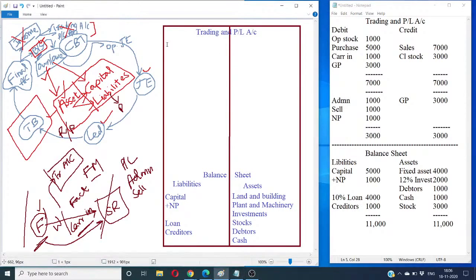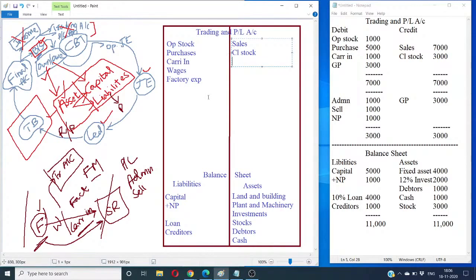Now here I am going to put the values: opening stock and purchases and carriage in and wages, fuel, oil, etc., related to the factory costs, factory expenses. These things will come here, right? In the credit side, what we'll have is very simple. In the credit side, usually we'll have the sales. Apart from that, closing stock.